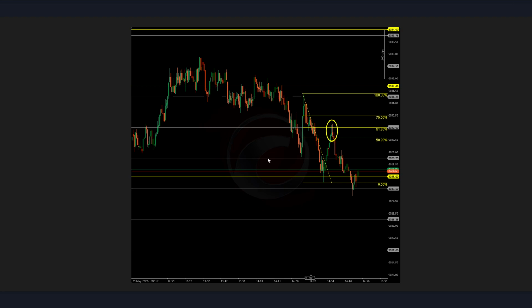So exactly like this, you see that after price reacted over there, it made a new lower low. So we are now in a definite bearish downtrend. We're making lower highs and lower lows.